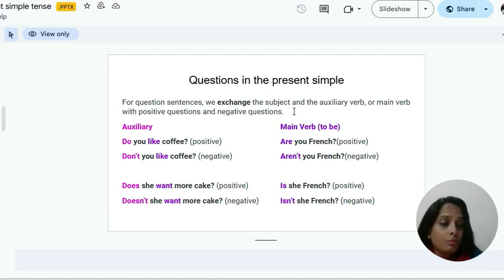And with the main verb, if you're using to be as the main verb, like are you French? That's the positive question. Aren't you French? That's the negative. Is she French? Positive. And isn't she French? Negative. So these are some of the examples where we exchange the subject and the auxiliary verb or main verb with positive questions and negative questions.